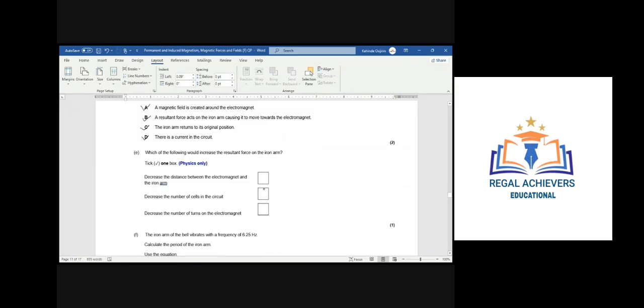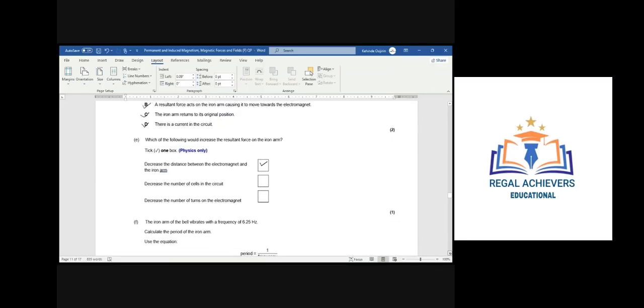The next question says, which of the following would increase the resultant force on the iron arm? And that is simply when there's a decrease in the distance between the electromagnet and the iron arm. When there's a decrease in the distance between the electromagnet and the iron arm, then there's going to be an increase in the resultant force on the iron arm.